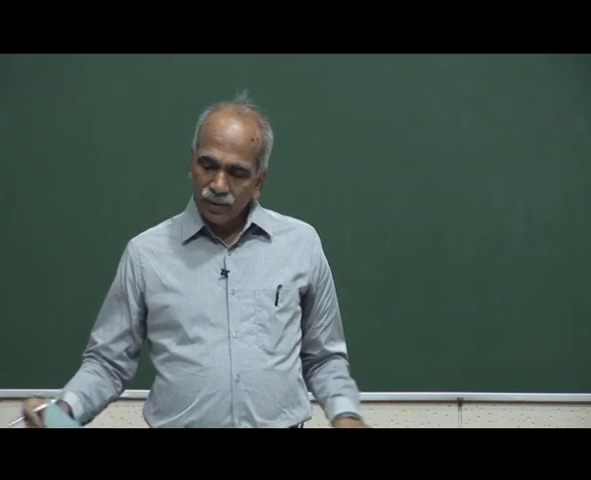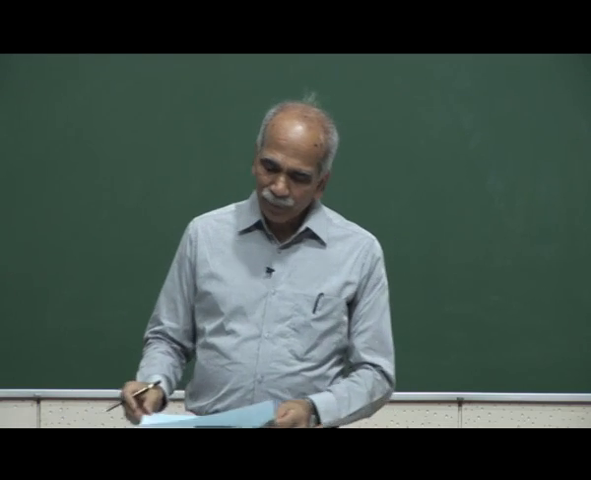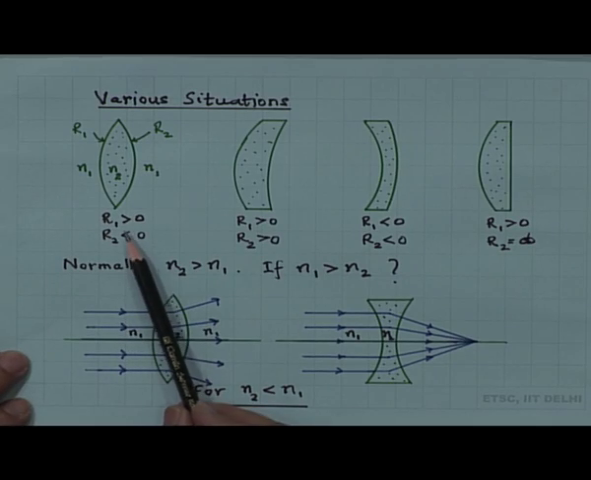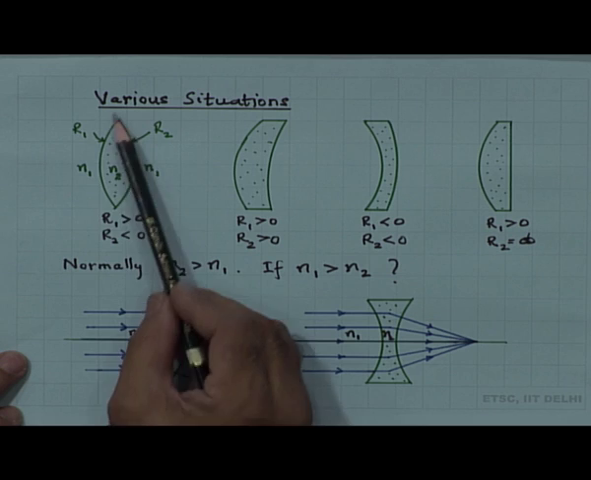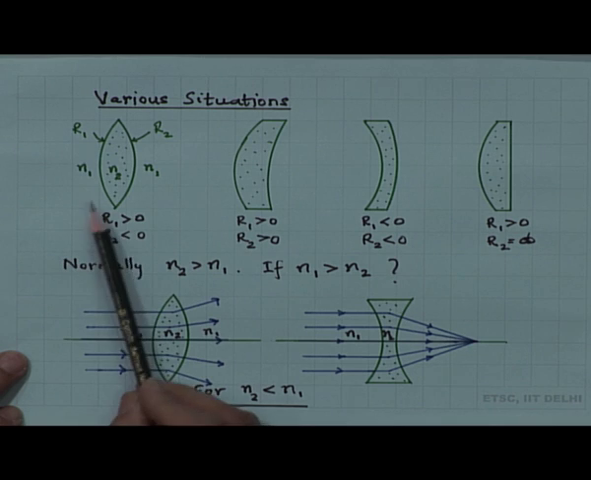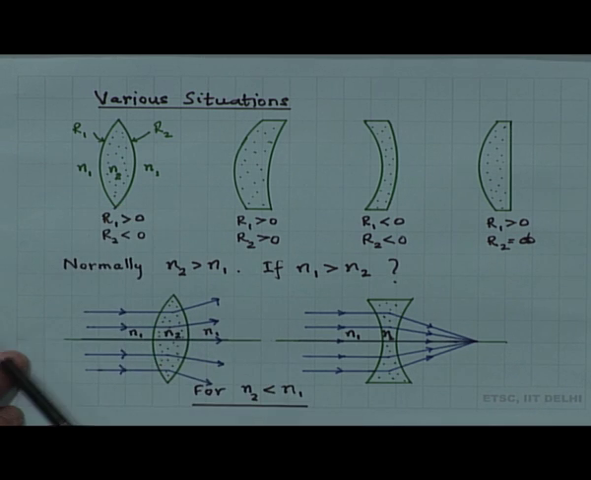Now, there are several situations which one encounters. R1 is greater than 0, this is a biconvex lens, R1 greater than 0, R2 less than 0, the normal biconvex lens which I have been discussing.